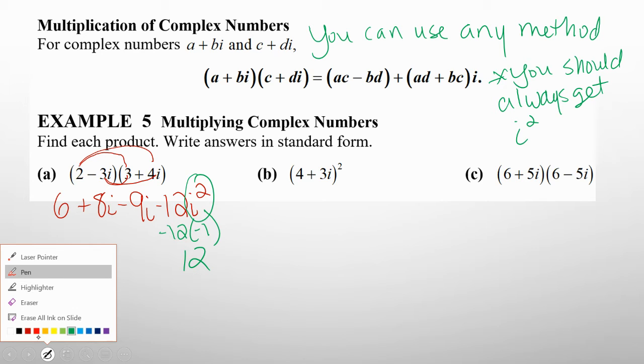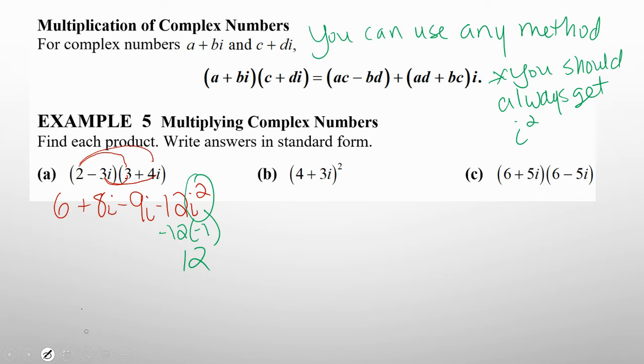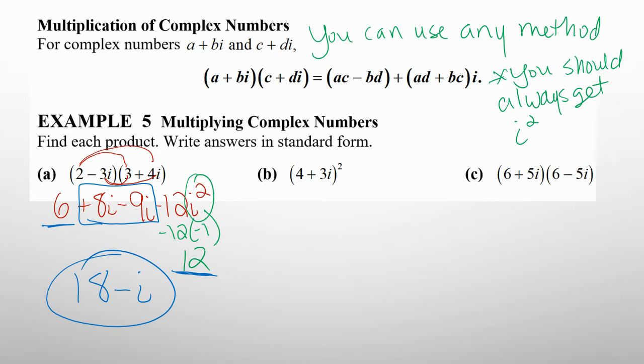Now I can take a look at my like terms. These two are like terms because they both have i. And then the 6 and positive 12 are like terms because they don't. 6 plus 12 is 18. 8i minus 9i is negative 1i. And that's done.